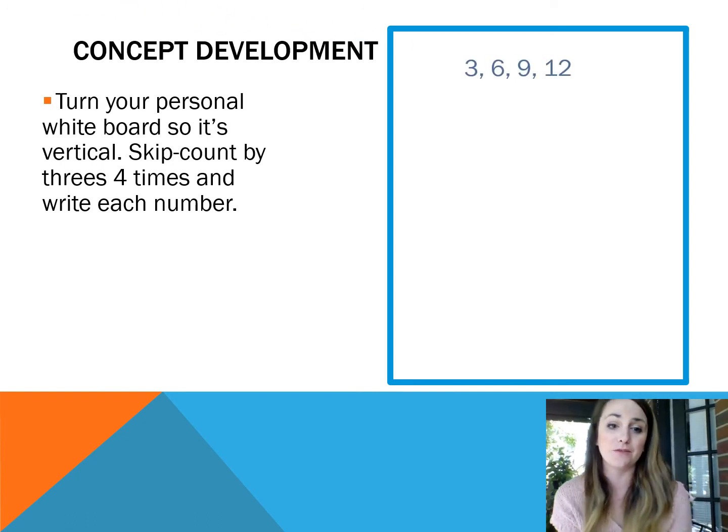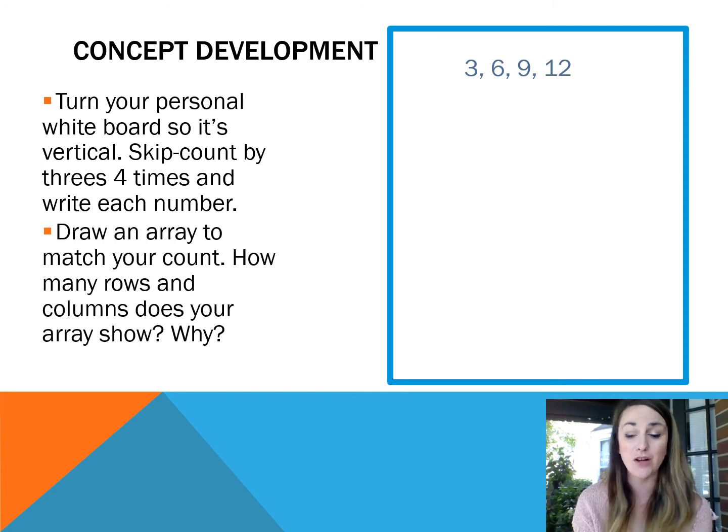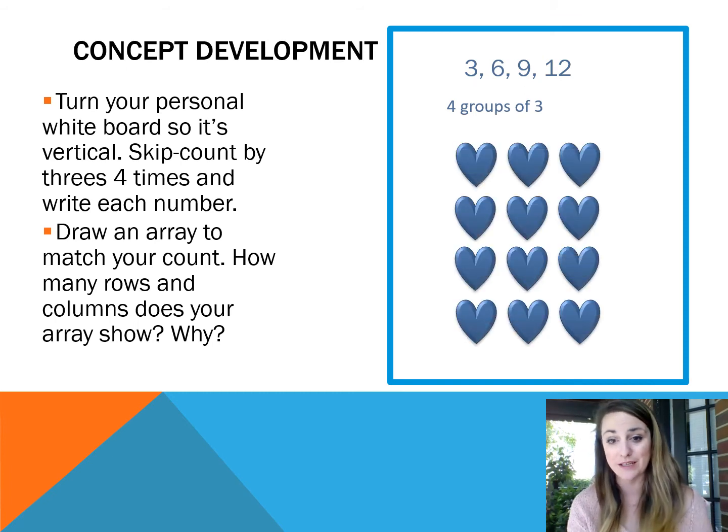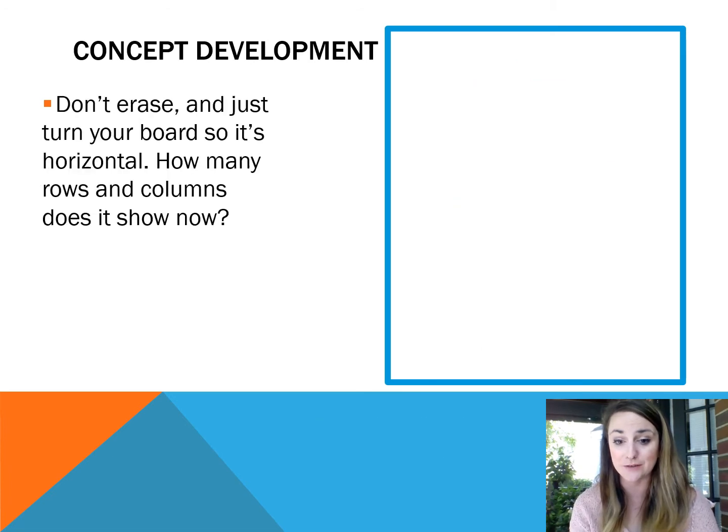Let's skip count by 3 4 times and write each number. 3, 6, 9, 12. Let's draw an array to match our count. How many rows and columns does your array need to show? And why? It's going to show 4 groups of 3. So I'm going to start with 4 rows and put 3 in each. There are 4 rows and 3 columns because there are 4 groups of 3 in the count.